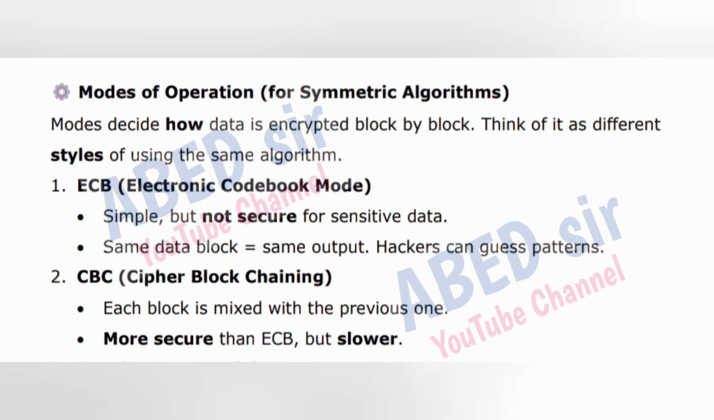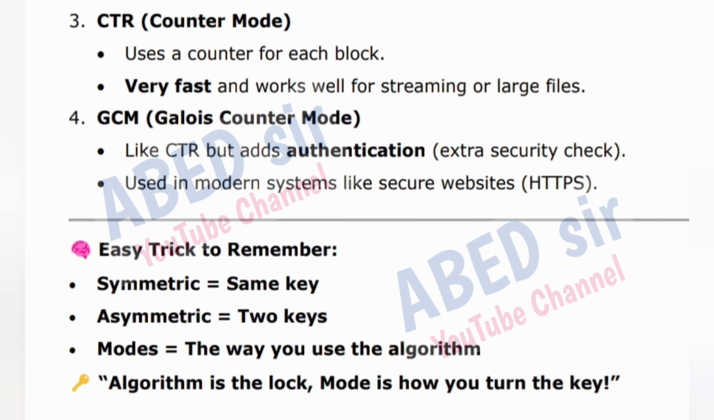2. CBC, Cipher Block Chaining. Each block is mixed with the previous one. More secure than ECB, but slower. 3. CTR, Counter Mode. Uses a counter for each block. Very fast and works well for streaming or large files. 4. GCM, Galois Counter Mode. Like CTR but adds authentication, an extra security check. Used in modern systems like secure websites, HTTPS.